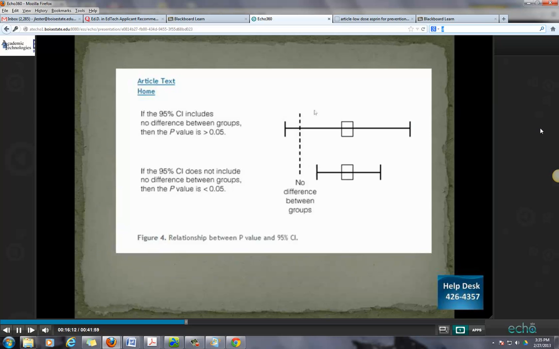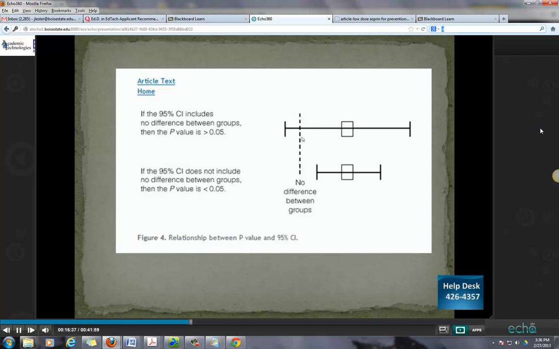So look at this one. Do you see how this is the actual value? In this case, it would be the weight loss. So here's the 7 pounds, and this one is showing the -3 up to the 12. And this is the line of no difference, which when we're doing simple math would be a value of 0.